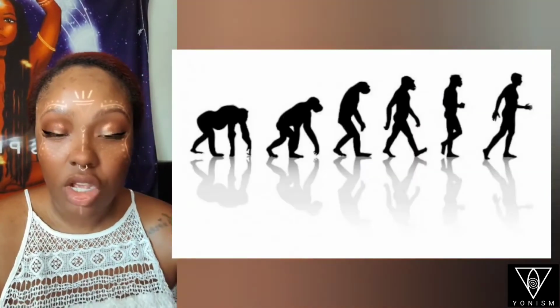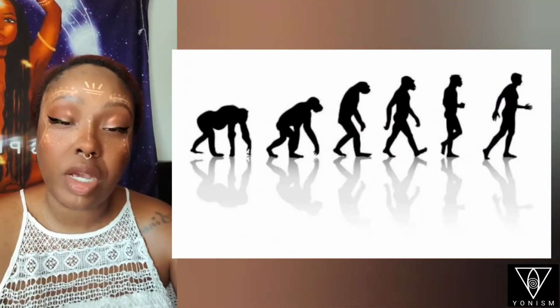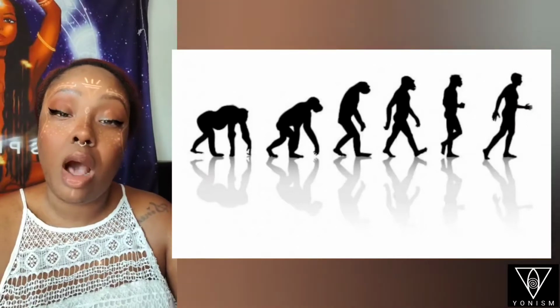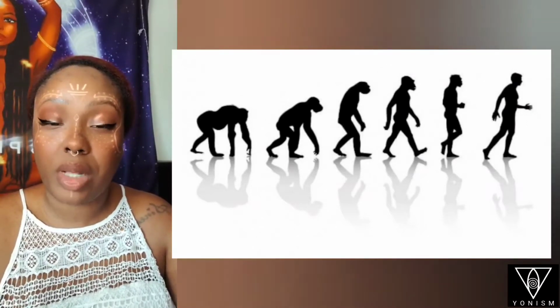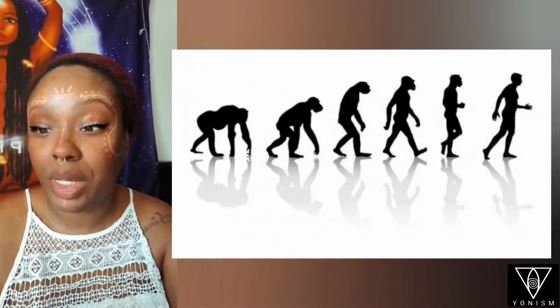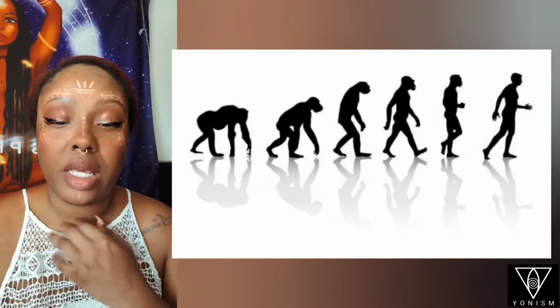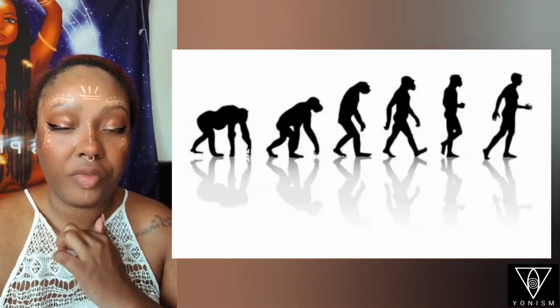So they're talking about how Darwin came about with the theory of evolution. So man evolved from an ape being, right? So basically that would mean that, again, man came before woman, if that's the case.